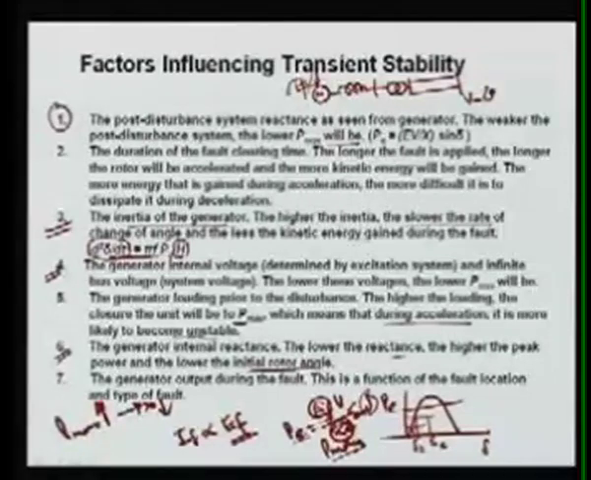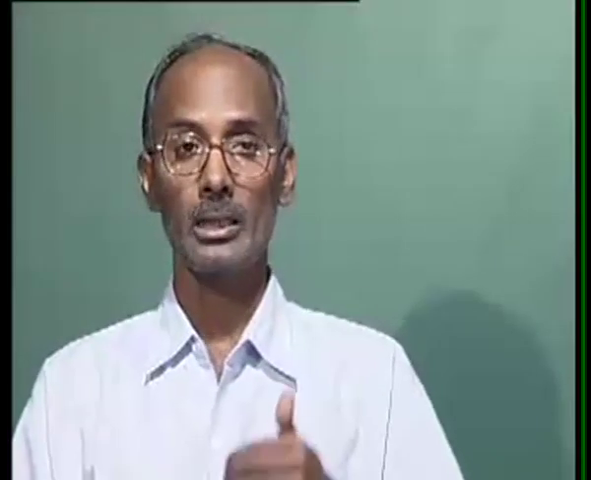So this X, on one hand, if it is less we are more stable, but if X is more, what is happening? More reactive power and less fault current. If this X is less, the fault current will be more, that is not desirable. So again we have to go for a compromise, to decide which value is suitable.